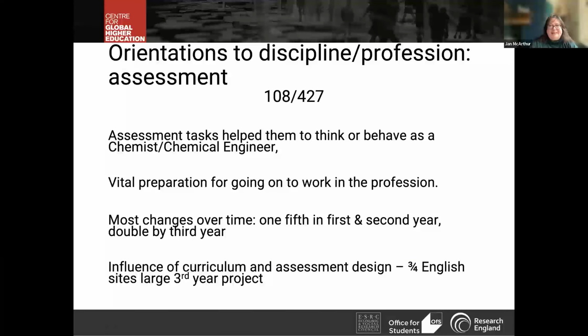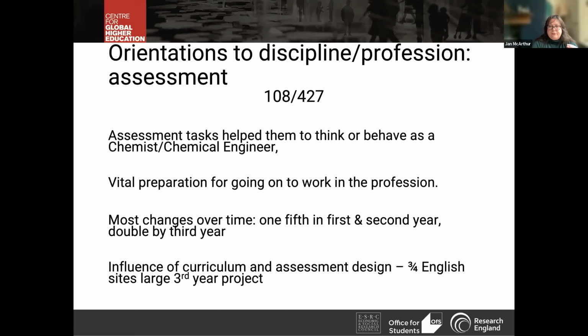In our next category, we had 108 transcripts where there was this orientation to discipline. And this was very much them talking about how assessment will help them to think or behave as a chemist or a chemical engineer, or what they imagined a chemical engineer or a chemist would be. That the assessment was vital preparation for going on to work in the profession. And this was the category that had the most change over time.